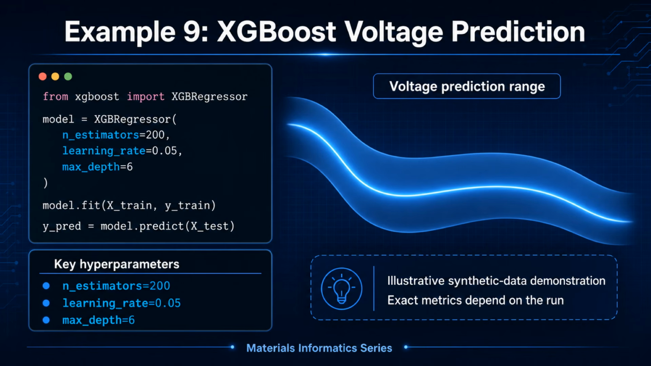XGBoost typically achieves the highest accuracy among gradient boosting methods. We configure 200 estimators with a low learning rate for careful optimization. The resulting model predicts voltage with high accuracy. XGBoost's built-in regularization prevents overfitting, and its feature importance helps identify the descriptors most relevant for voltage prediction.